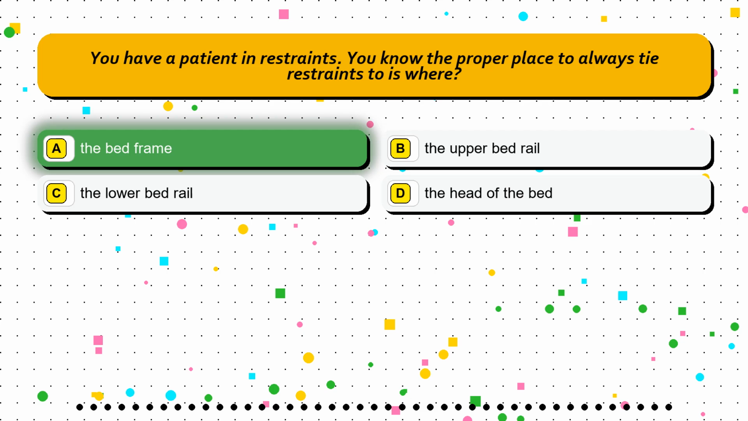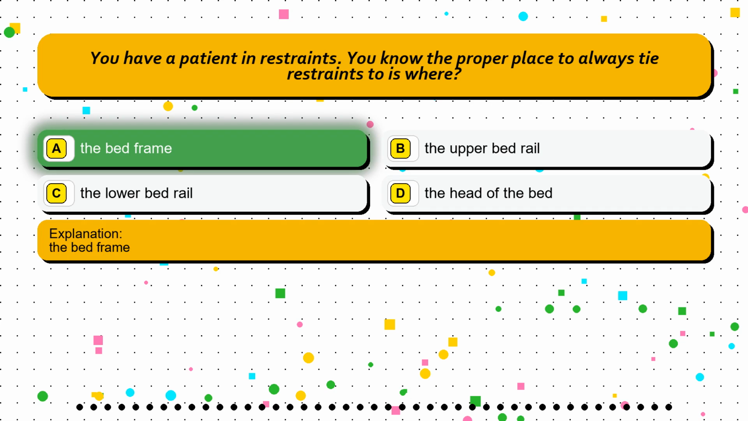The correct answer is option A, the bed frame.